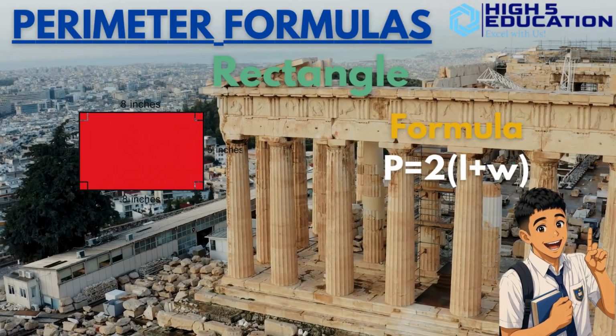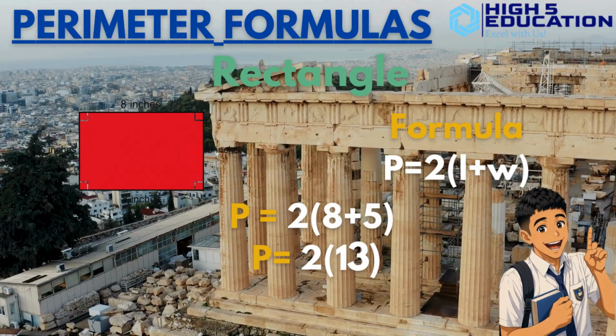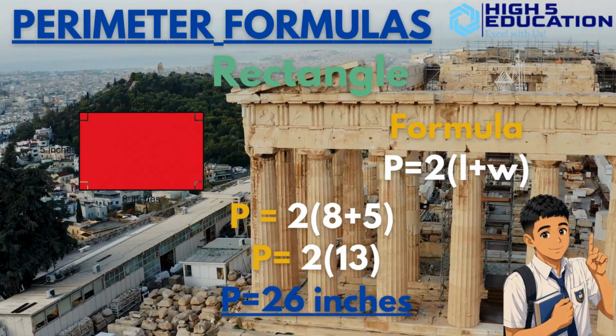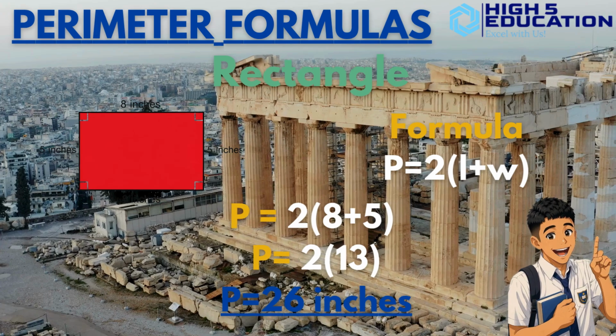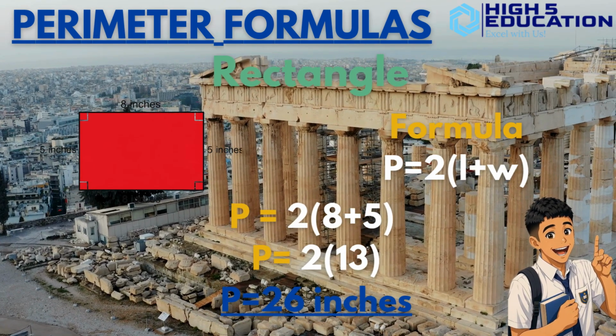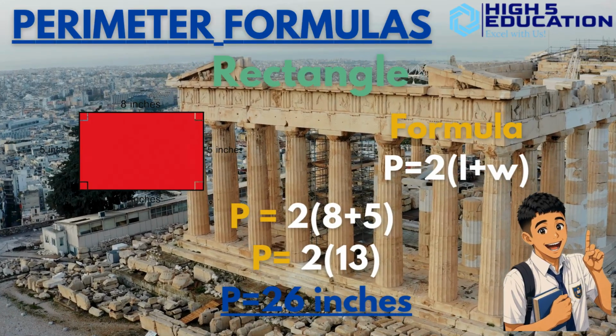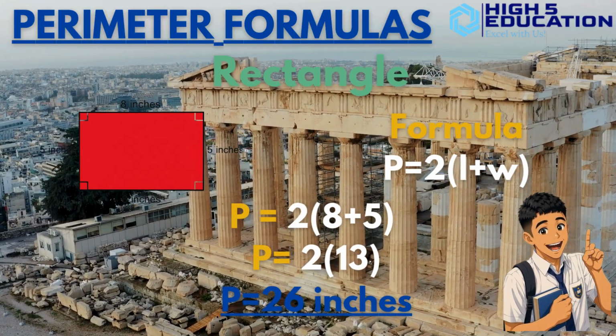For example, if a rectangle has a length of 8 inches and a width of 5 inches, we can substitute these values into the formula. P equals 2 times (8 plus 5). First, add 8 and 5 to get 13. Then multiply by 2. P equals 26 inches. So, the perimeter of the rectangle is 26 inches.